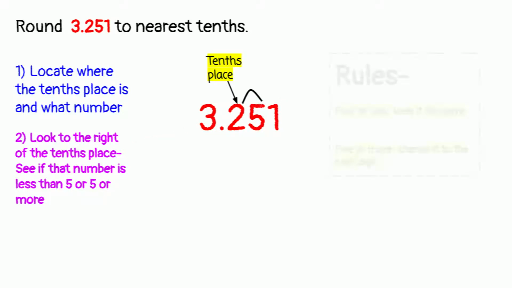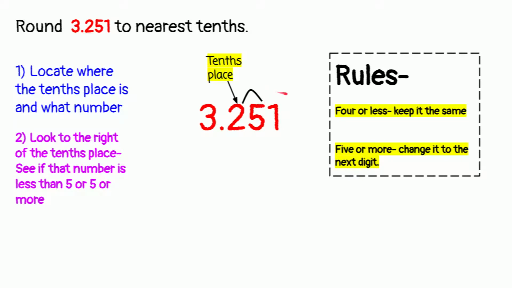And let's pop out our rules. Our rules are 4 or less, keep it the same. 5 or more, change it to the next digit. So ours is exactly on 5. So we need to change the tens place to a 3, or bump it up. So let's bump it up and we get 3.3 or 3 and 3/10. And that's going to be our answer.